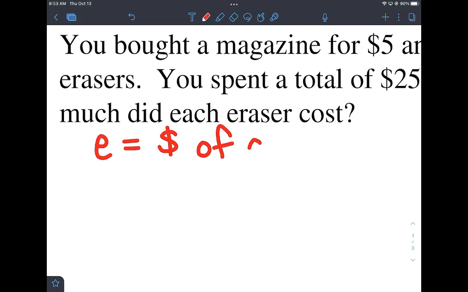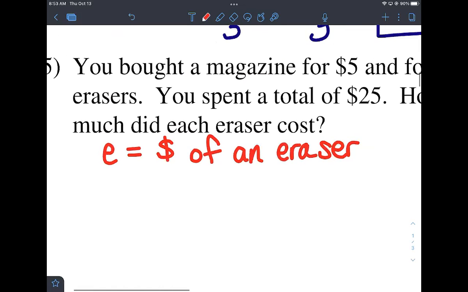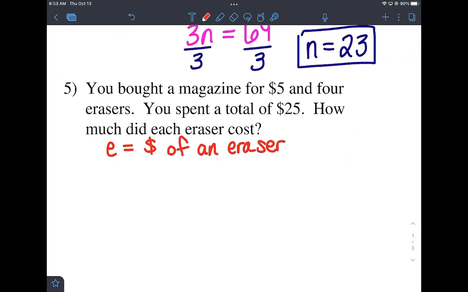That's right. Yeah, not the number of erasers, but the cost of each of them. We already know that you bought 4. So that's not what we're trying to find. We're trying to find what the cost of each of them was.